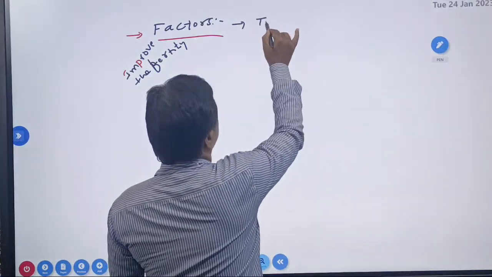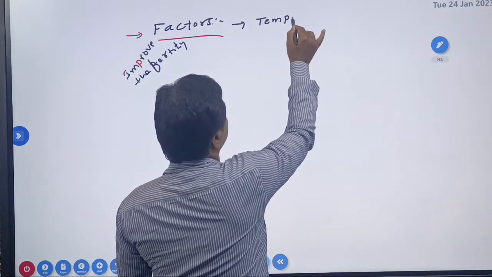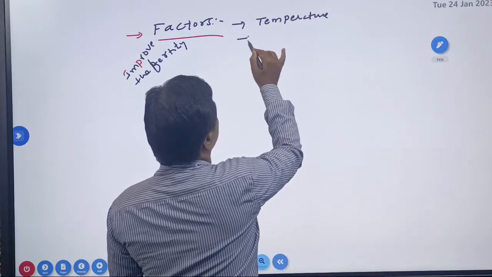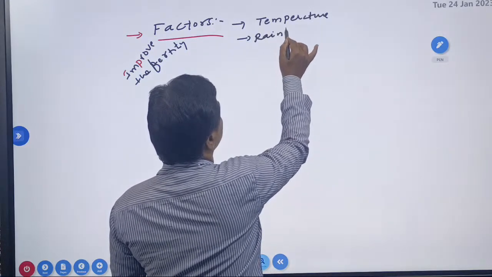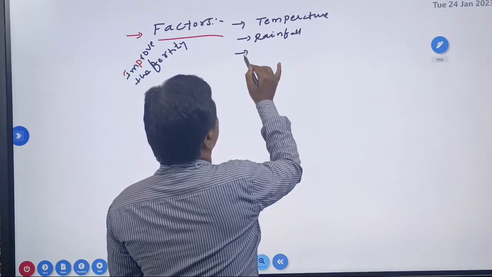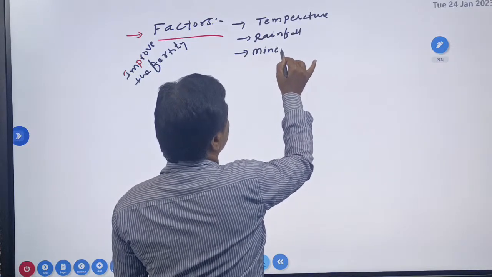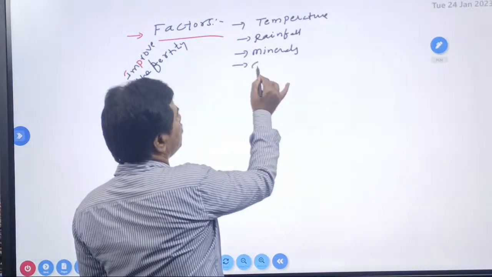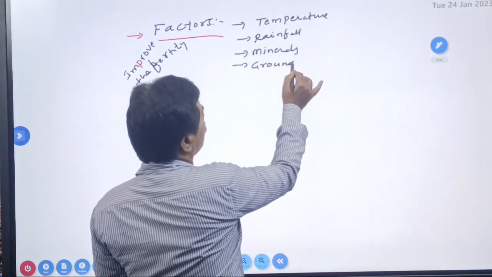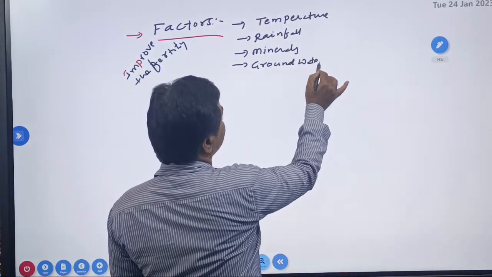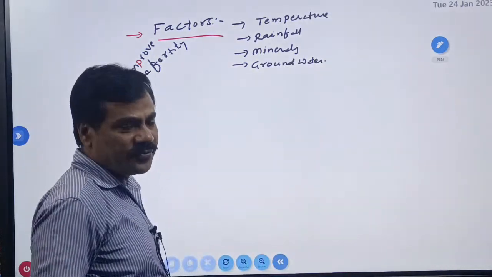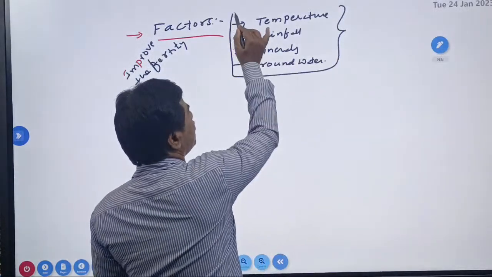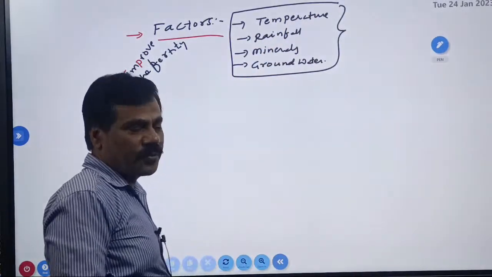The factors are temperature, rainfall, soil minerals, and groundwater. These are very important factors. These basic factors decide the improvement of soil fertility.